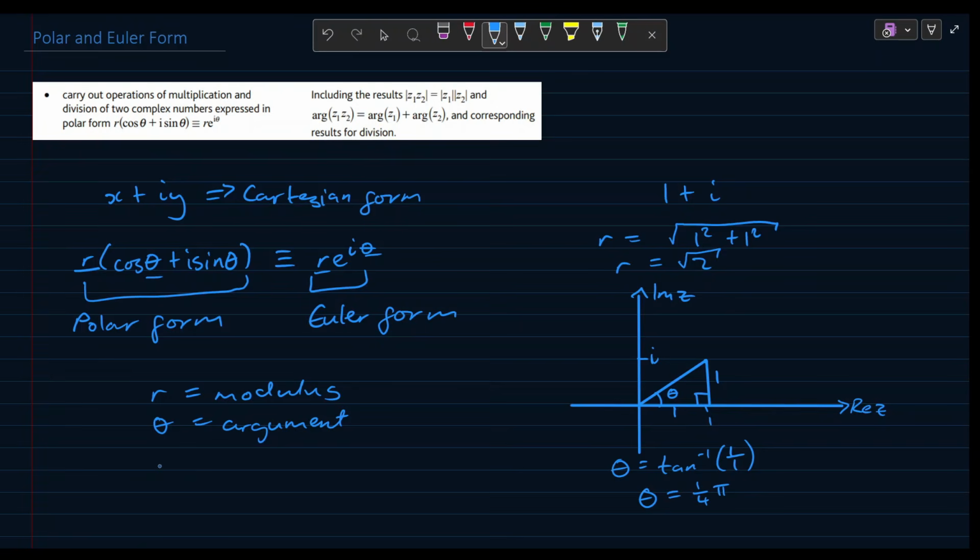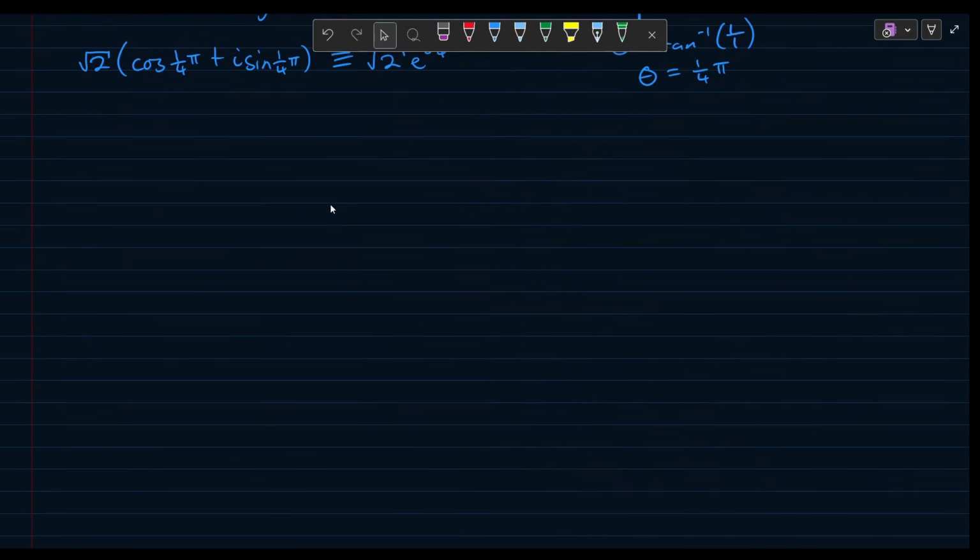So it means if you're writing this in polar form, it's going to be the modulus, which is root 2, times cos theta, which is a quarter pi, plus i sine a quarter pi. And this would be identical to, if you're writing this in Euler form, root 2 e to the i a quarter pi. Alright, now before we look at some past paper examples of polar and Euler form, there are some rules for calculating modulus and arguments that I want to introduce.